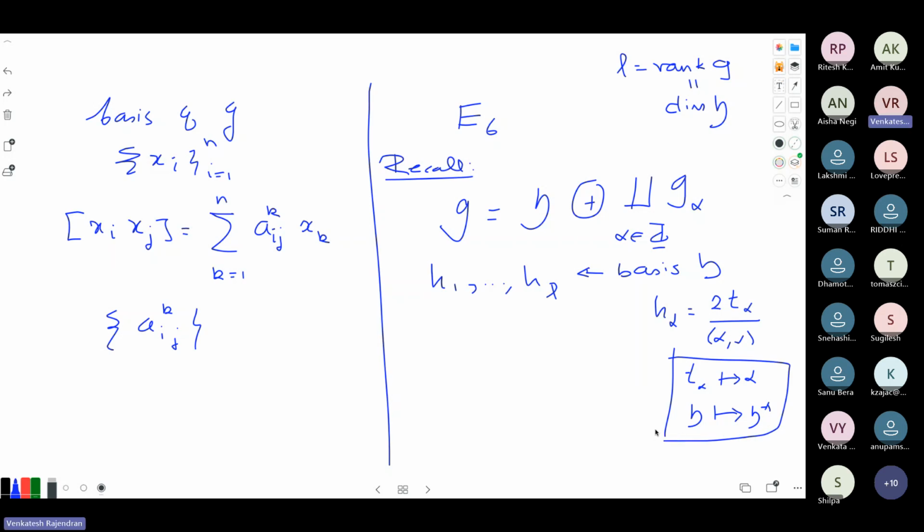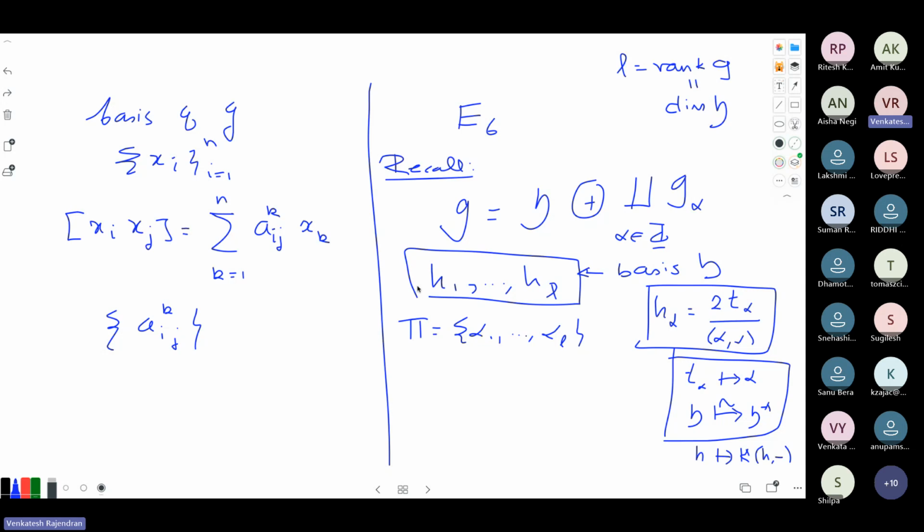Because the Killing form is non-degenerate, you can identify H with H star. Basically you take h and send it to the Killing form evaluated at h. That is actually an isomorphism. So given alpha in H star, which is a root, you have a pre-image that we call T_alpha. Then you have this H_alpha. Now if I take the simple roots to be alpha_1, etc., alpha_L, the corresponding elements I am calling H_1, etc., H_L.